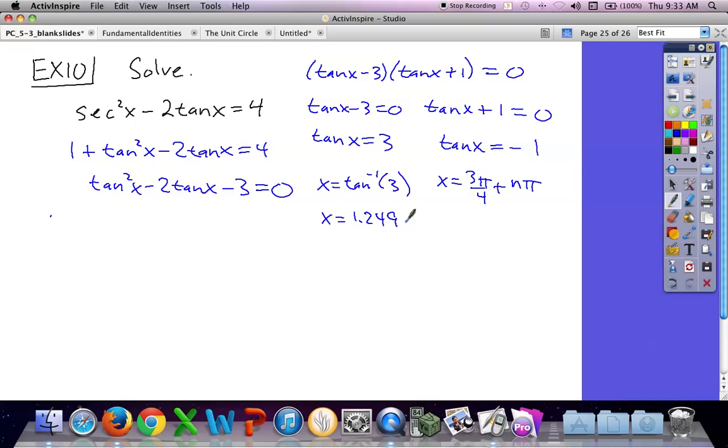Okay, and then again, that's not just one value, right? That 1.249 gave us one value, which is actually in the first quadrant, but it's going to repeat itself every pi around the circle. So we still have to say plus n pi. So you might get to a point where you need to use the inverse function, that it's not just something you could look up on the unit circle. Okay.